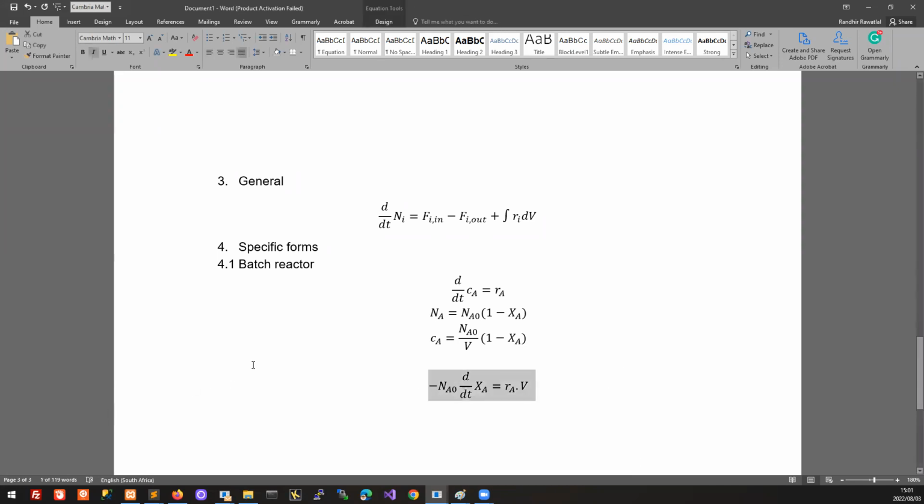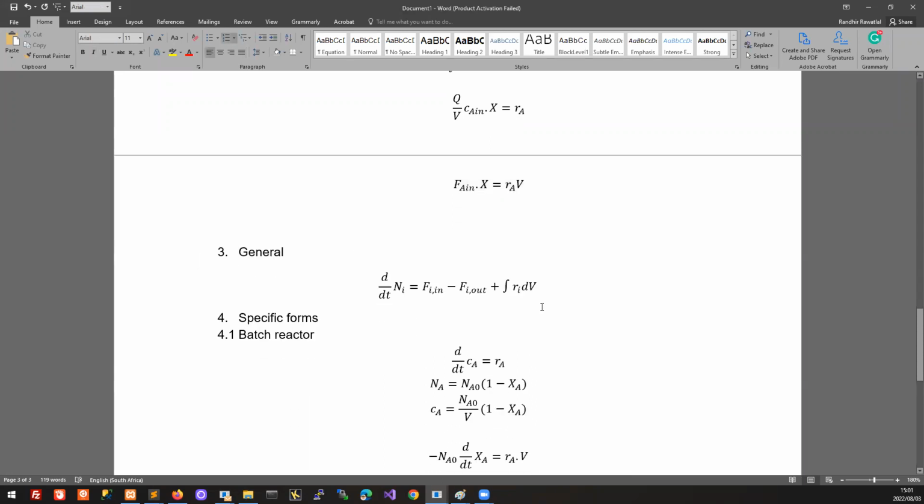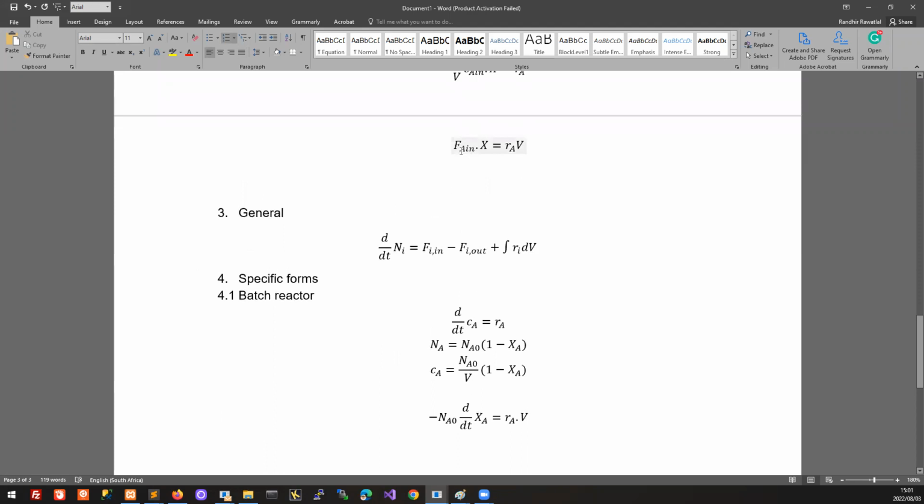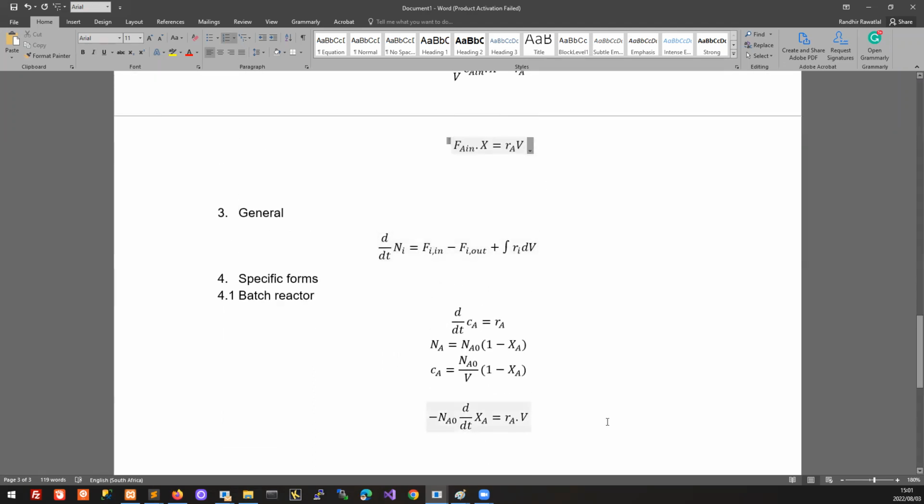If you look at this and you look here, you can see there are some similarities, right? Your CSTR, so you've got Fa in X, here you've got Na naught dX/dt, and there's an RAV here. Okay, we'll come back to how to view those as similar, right? But the right-hand side at least is the same RAV, right?